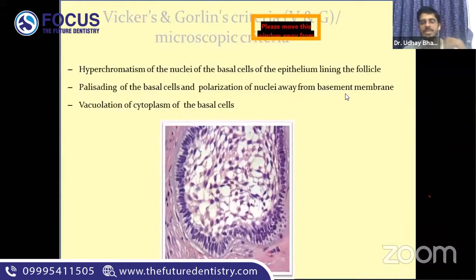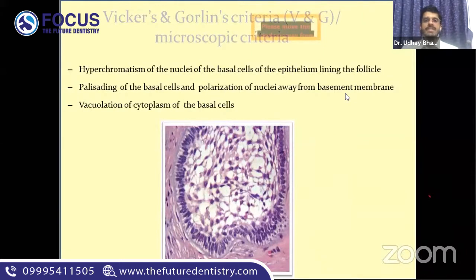Now we move on to the histology. Histology is where most of the questions are going to come. So there is a histological criteria for making a diagnosis of an ameloblastoma. This is called the Vickers and Gorlins criteria.